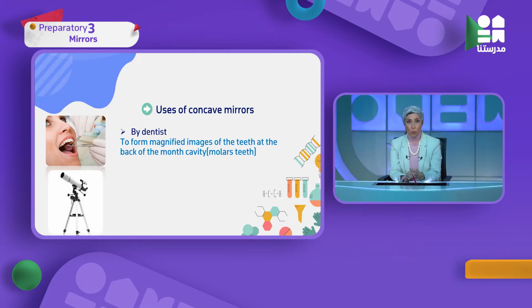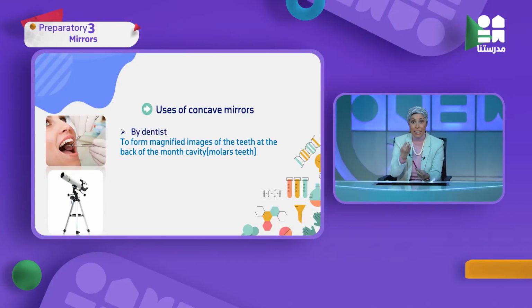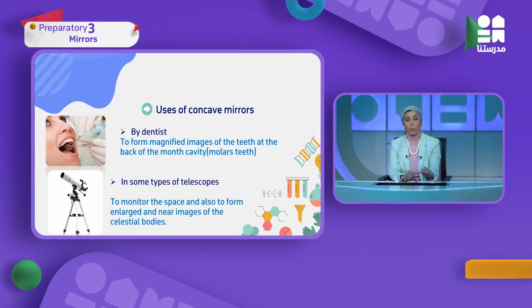Also in the telescopes. You know the telescopes. وفي ناس بتتلخبط confuse between telescopes and microscopes. Telescopes that we use it to magnify the solar or celestial bodies. What's meant by celestial bodies? All the bodies which are in the space اللي هي stars, the planets and so on. So we can see it near and magnified عشان هي very small object. So if we use the telescopes, so to monitor the space, what's meant by monitor? بنفرج, observe the space and also enlarge the very small images for the solar or celestial bodies.